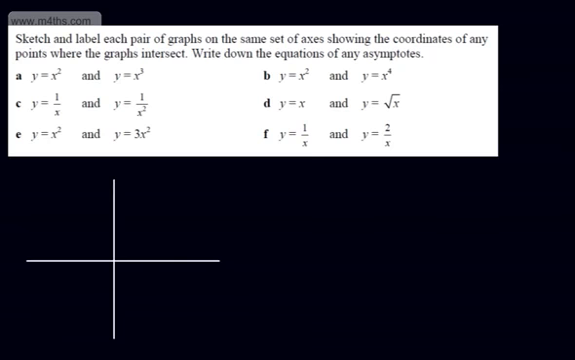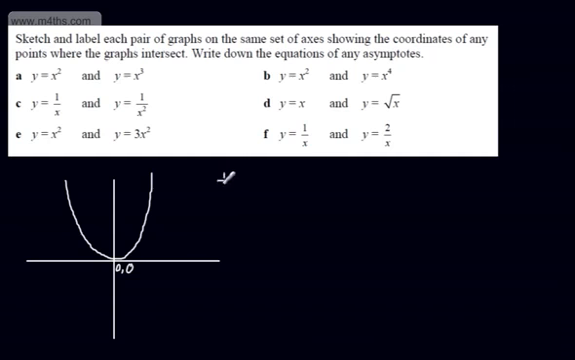X squared is just a standard parabola, so we have the parabola symmetric about the y-axis and we have the minimum point, or the vertex, at the origin, and that will look something like so. Remember, this is just a sketch. It doesn't have to be massively accurate. So we've got this point right here, which is 0, 0. Let's now consider x to the fourth.